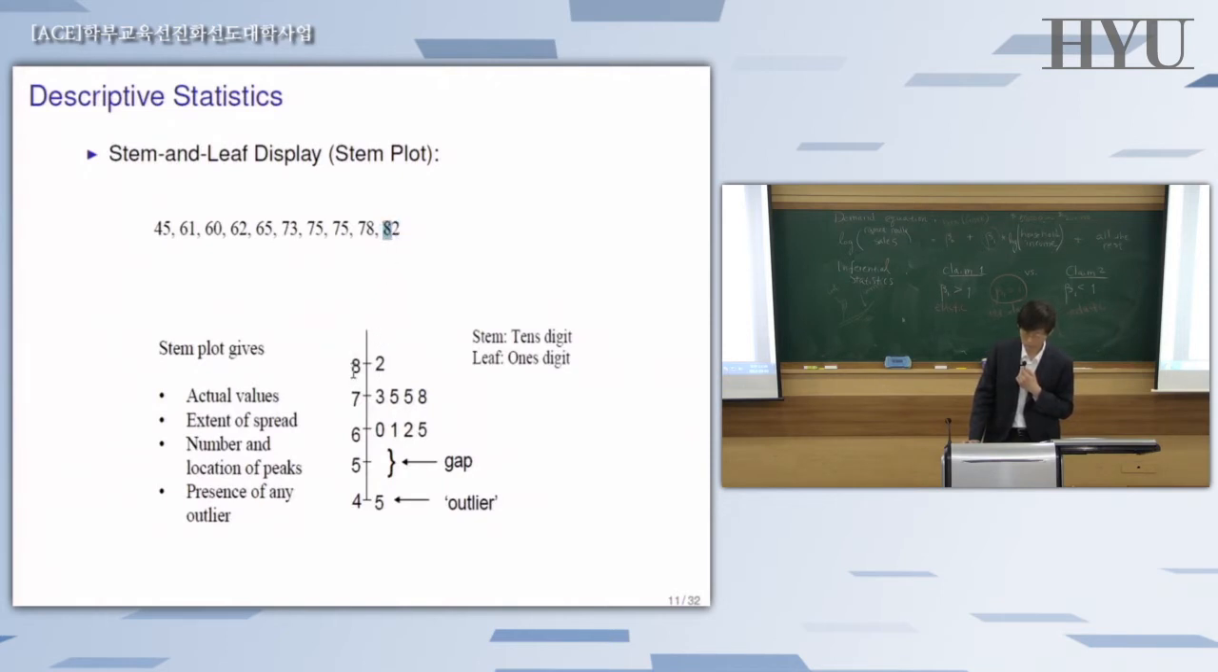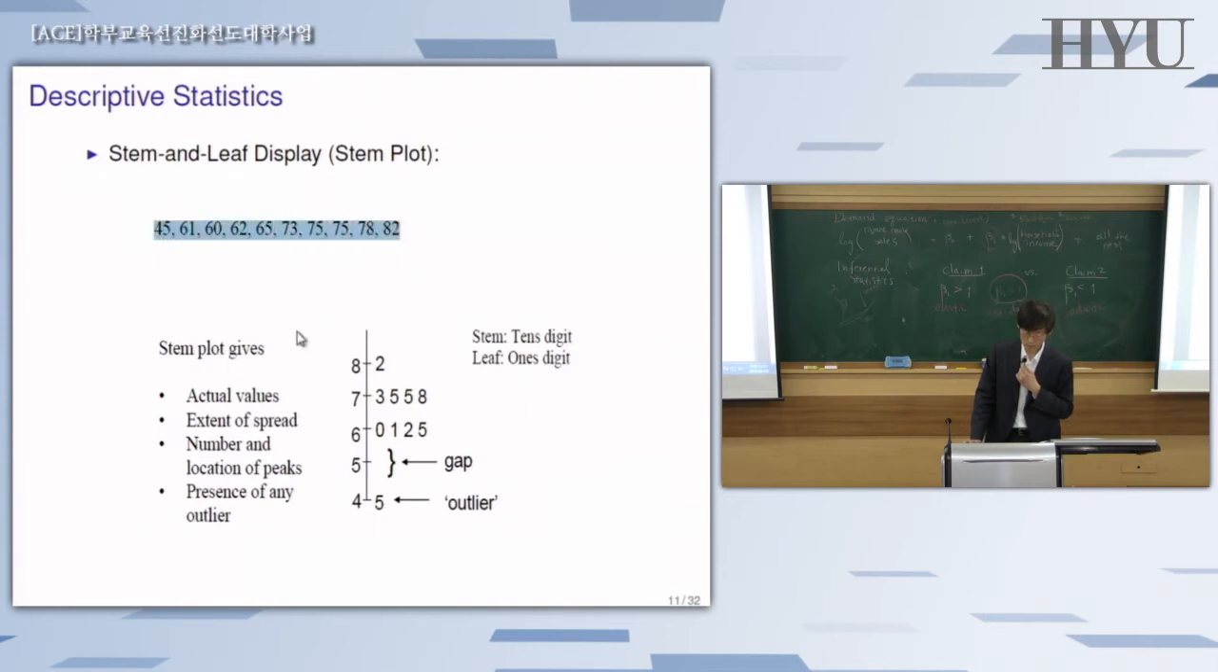So in terms of the number 1, the biggest one, tens digit obviously is number 8. So put 8 on the left hand side, and corresponding the number for ones digit is 2. And just basically repeat for each one of these remaining observations. And then you end up with this stem and leaf display.